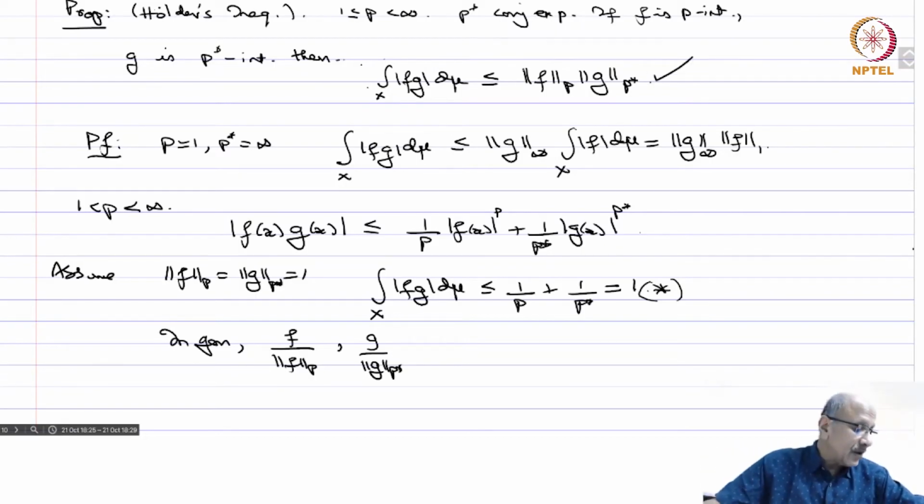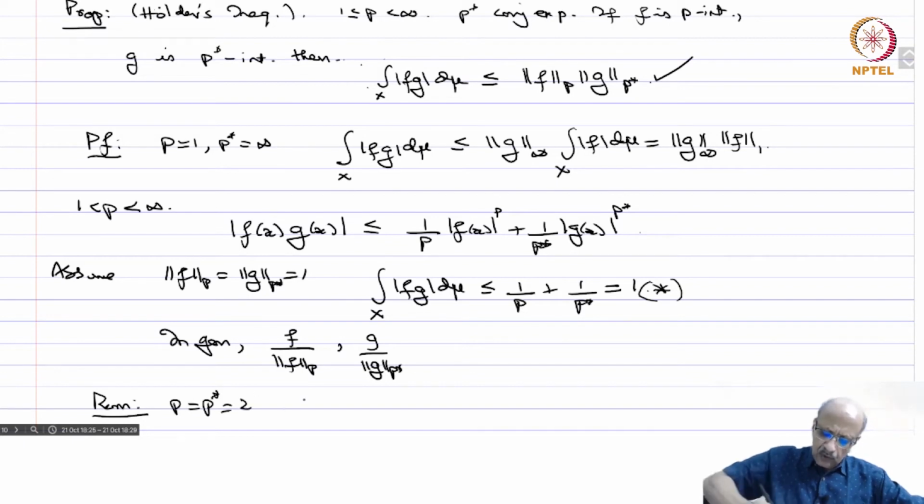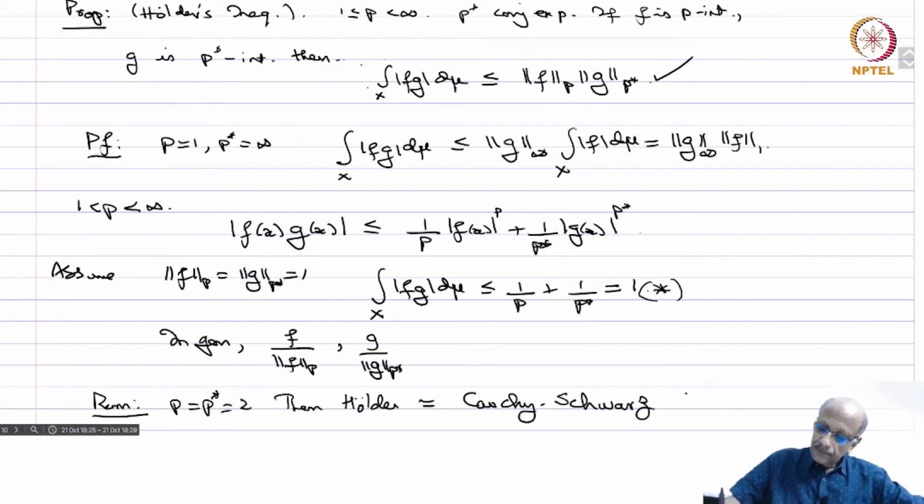inequality. Okay, so a remark again: if p equals p star equals 2, then Holder equals the Cauchy-Schwarz inequality.